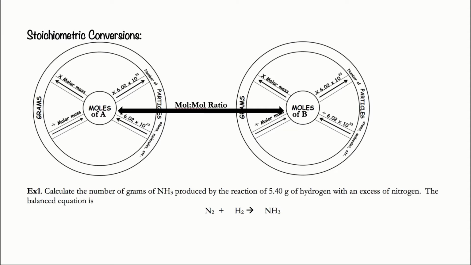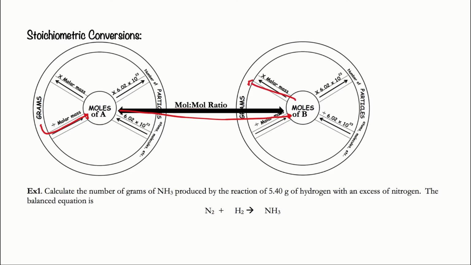So if I give you grams of a substance, let's say substance A, and I want to get into grams of substance B, what you would do is you'd first go from grams of substance A to moles of substance A. Once I have my moles of substance A, I can get into moles of substance B by using my mole-to-mole ratio, and then I can get into grams of substance B.